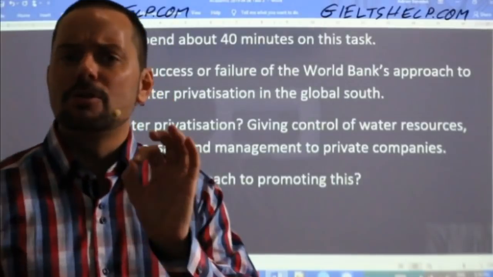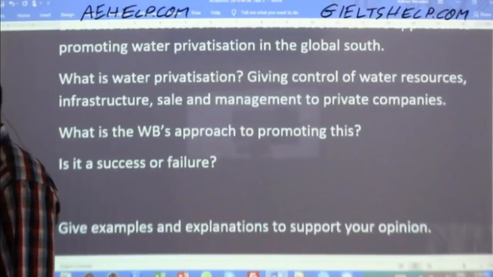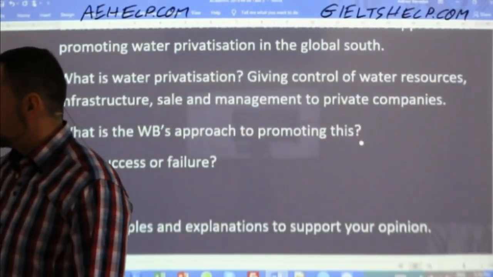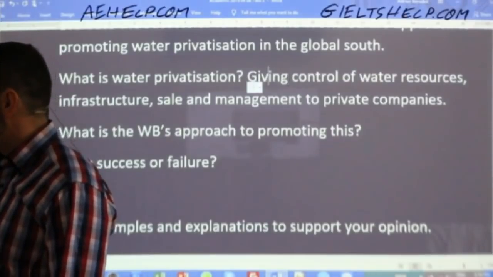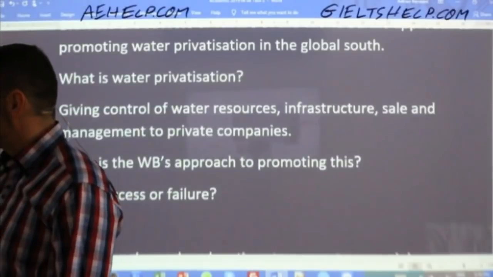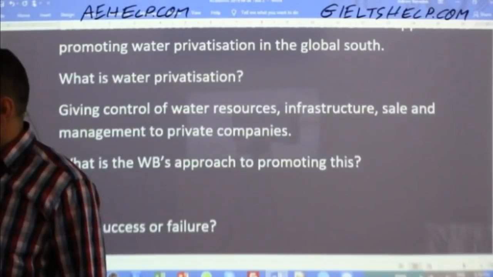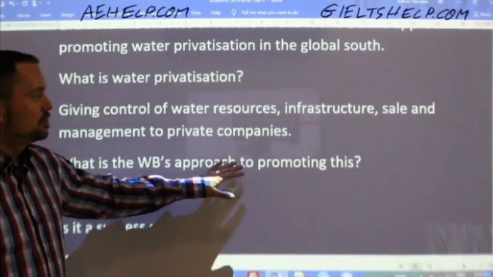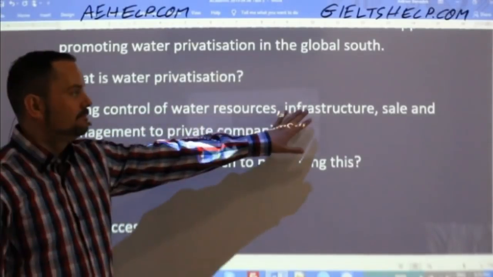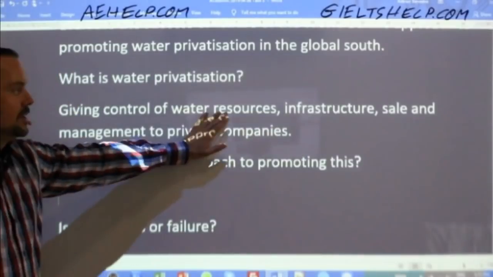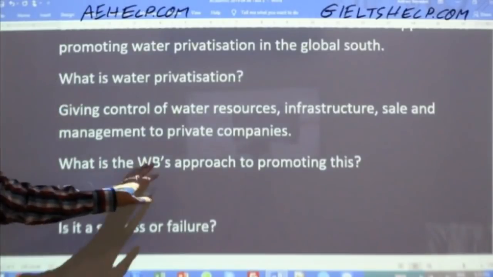Again, students, keep your thoughts simple here. What do you think the World Bank's approach is to promoting this? What is the World Bank's approach to promoting companies building infrastructure, controlling resources, managing them, selling them? So what is the World Bank's approach to doing this?